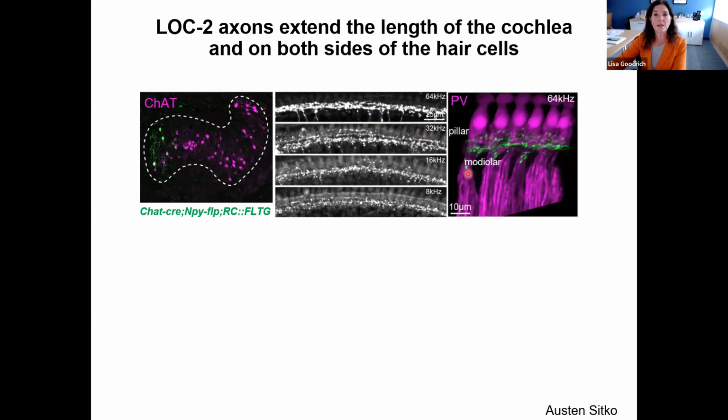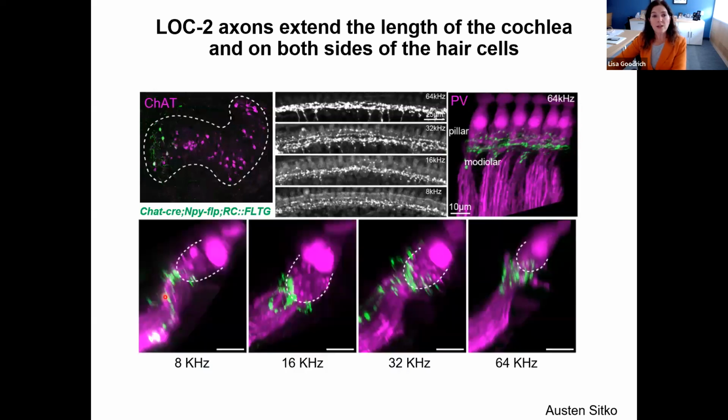Okay, so here we're looking in the 64 kilohertz region where they're in green, and in magenta we've labeled the hair cells and spiral ganglion neurons. We can see that there's maybe more of them on the modiolar side, but they're also present on the pillar side. And if we turn it on the side to look at that, you can see that they're really present on both sides. Okay. So this suggested to us that whatever this population is doing, it has wide-ranging effects because the axons are spanning across many frequencies and they're interacting with both the pillar and the modiolar side.